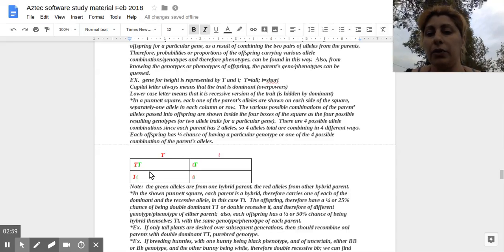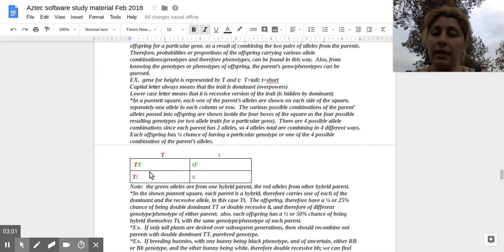Example: if a gene for height is represented by big T and little t, big T stands for tall, little t stands for short. If you have a capital letter, it means the trait is dominant or overpowers, and the lowercase means that the trait is recessive, usually hidden and overpowered by the dominant trait.